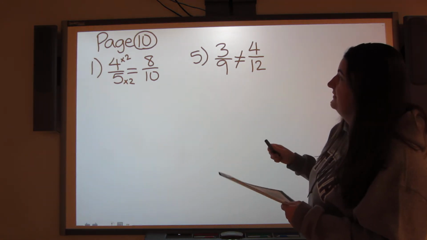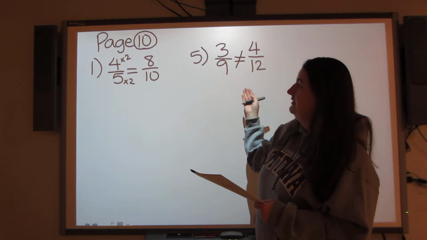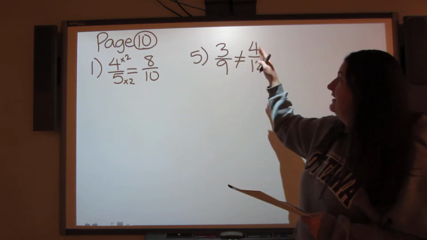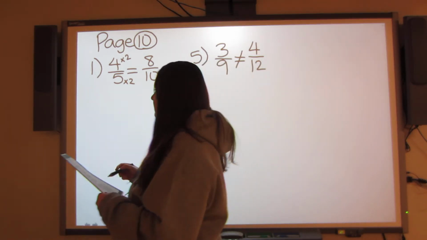All right, so that's how you do those ones. From 1 to 9, you need to figure out if they're equal. If they are, you just leave them alone. If they're not, you put a slash through that equal sign. Let's take a look at number 10.